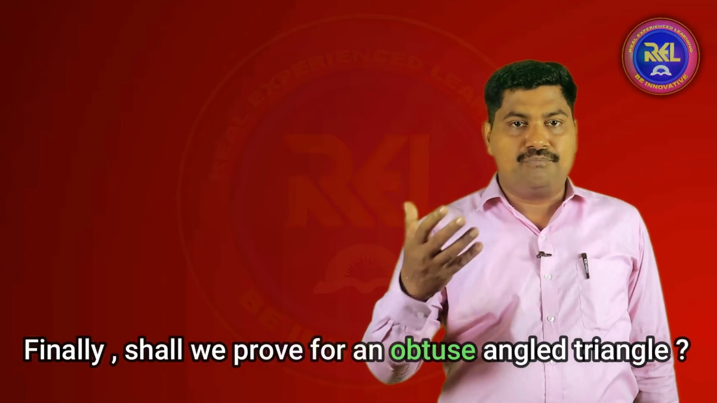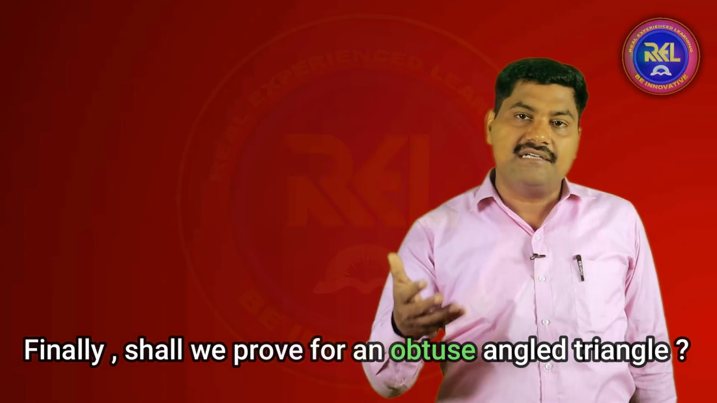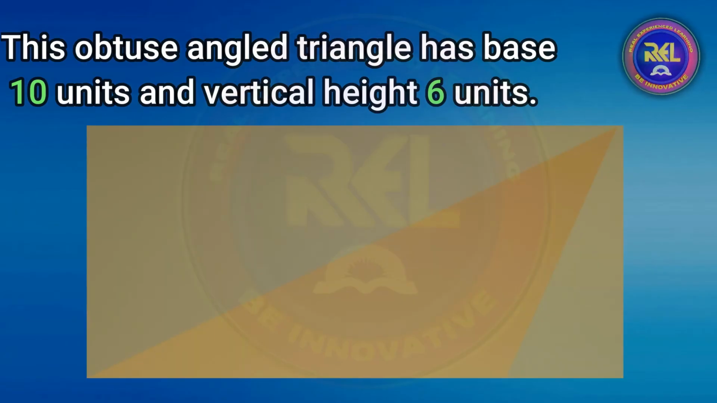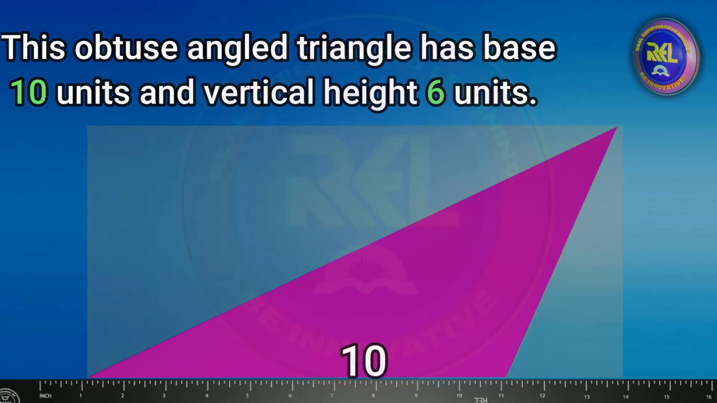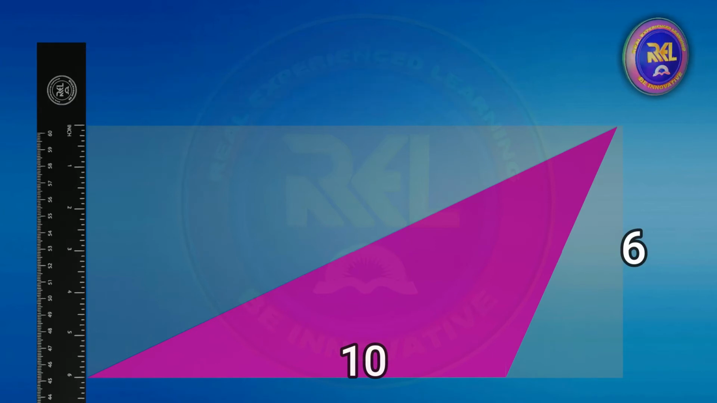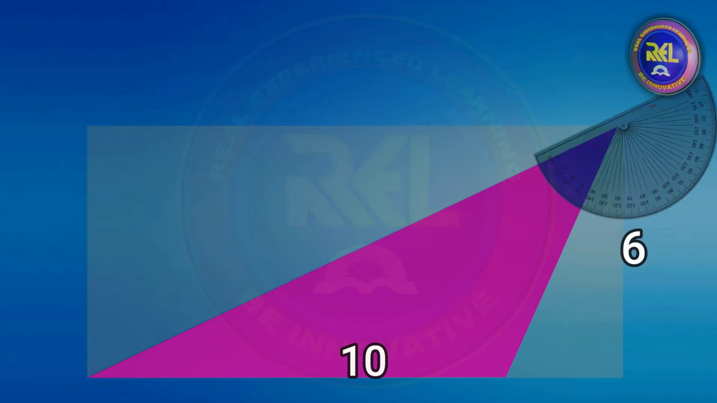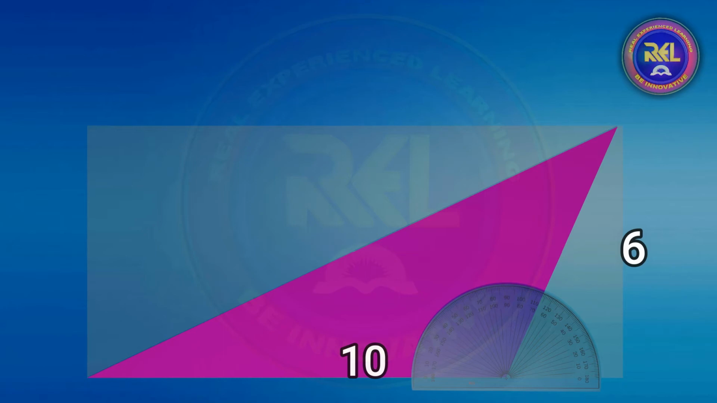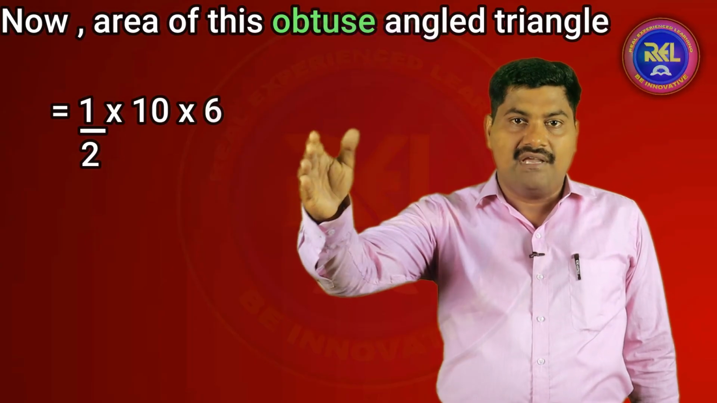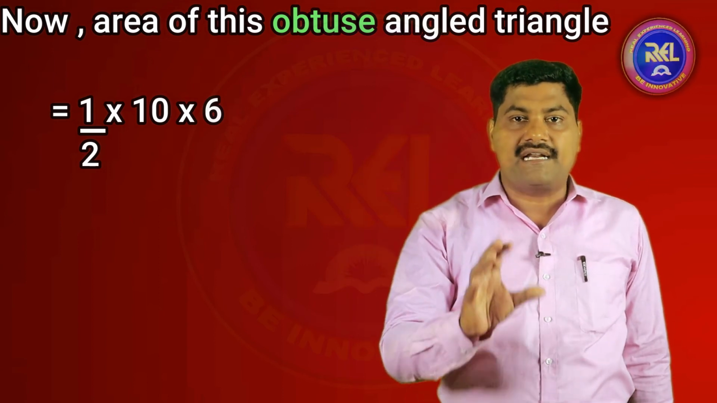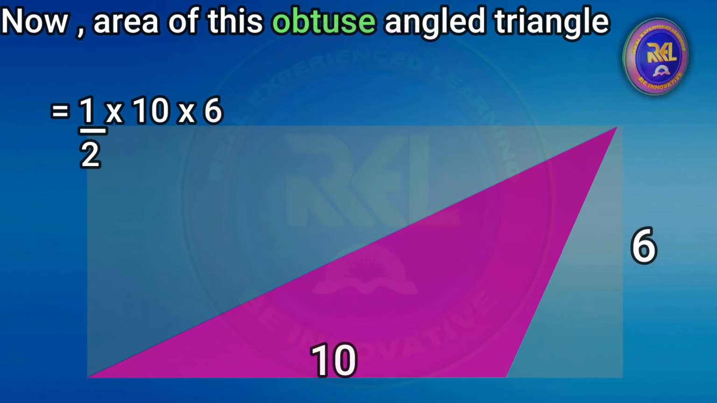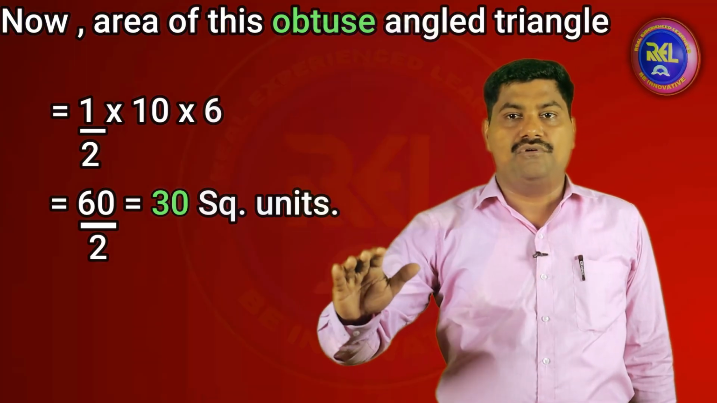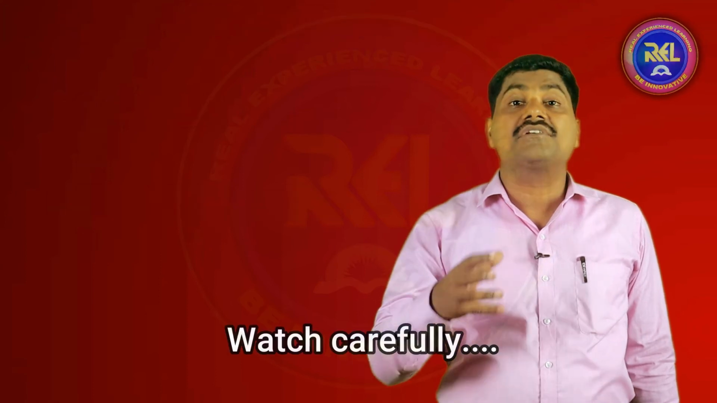Finally, shall we prove it for an obtuse angle triangle? This obtuse angle triangle has base 10 units and vertical height 6 units. Now, the area of this obtuse angle triangle equals half into 10 into 6, equals 60 by 2, equals 30 square units. Watch carefully.